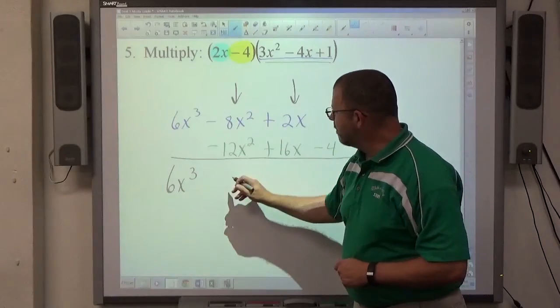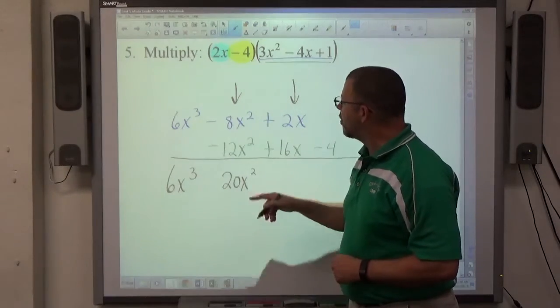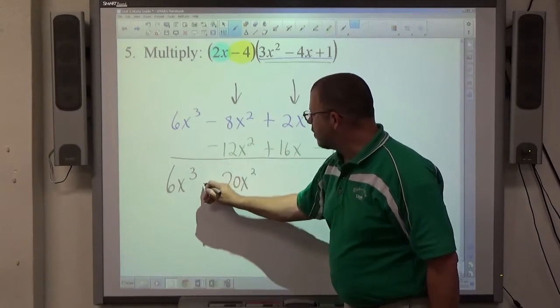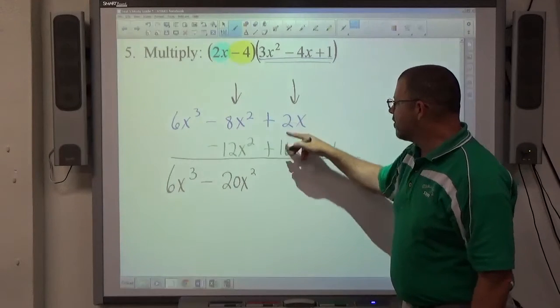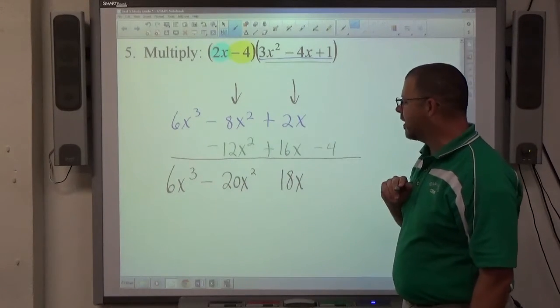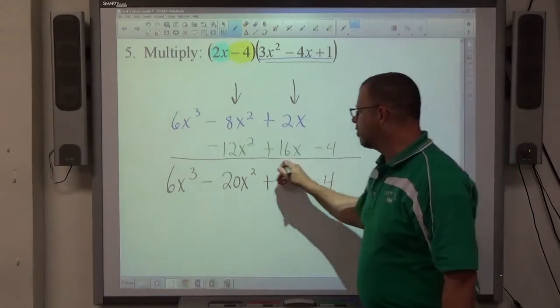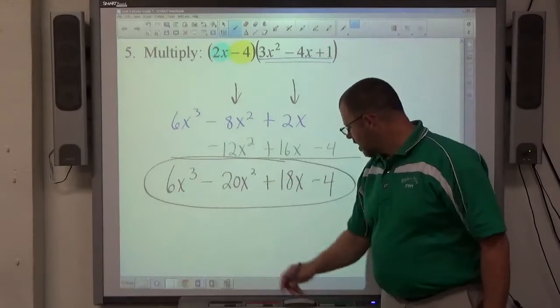So these are the same, so I add. Powers do not change when I'm adding or subtracting. A 12 is bigger, so it's negative. These have the same sign, so I add. Again, powers don't change. 2x and 16x make 18x. 16 is bigger, so it's positive. Negative 4 has no like terms. That is the correct answer.